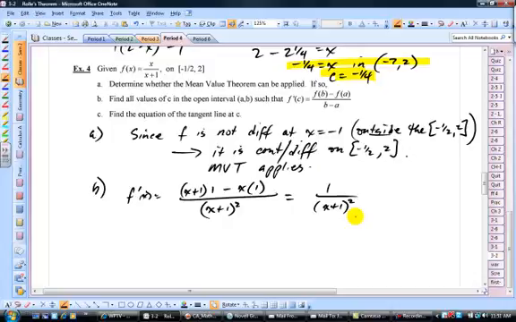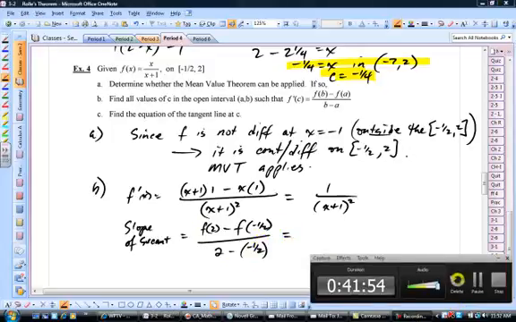Okay, so we got that. Step 2, we got to find the slope of the secant. That's f of 2 minus f of negative 1/2, all divided by 2 minus a negative 1/2. I'm going to pause the video, go ahead and start working on that now.